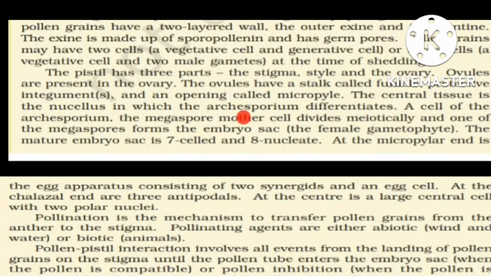A cell of the archesporium, that is the megaspore mother cell, divides meiotically and one of the megaspores forms the embryo sac, which is the female gametophyte. The mature embryo sac is 7-celled and 8-nucleate. At the micropylar end is the egg apparatus, consisting of two synergids and an egg cell. At the chalazal end are three antipodals. At the center is a large central cell with two polar nuclei.